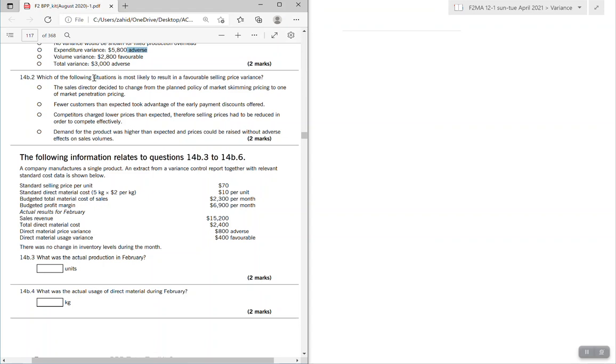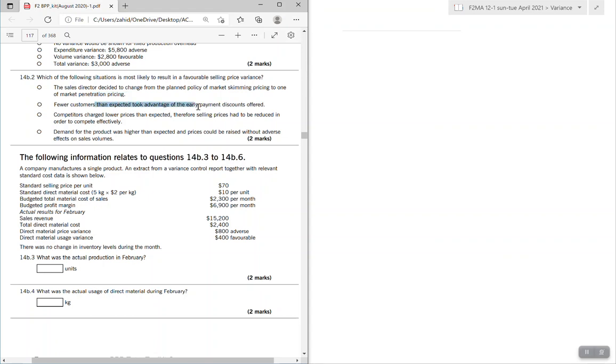Okay, so the sales director decided to change from planned policy of market skimming pricing to one of market penetration. Market skimming means charging higher price. Market penetration means charging lower price. So if you change from skimming to penetration, price variance would be adverse, not favorable. Volume can be favorable because of the lower price. Maybe people buy more, but price variance would be adverse.